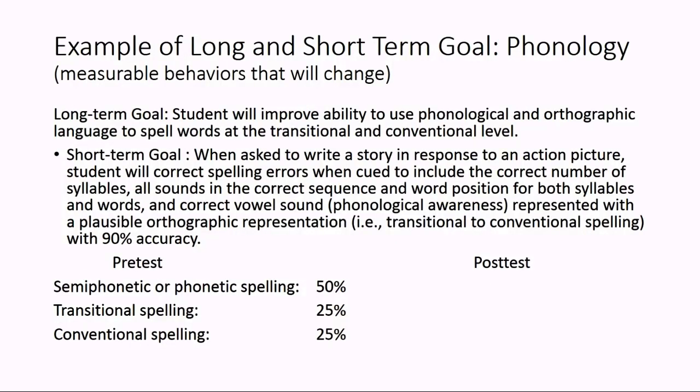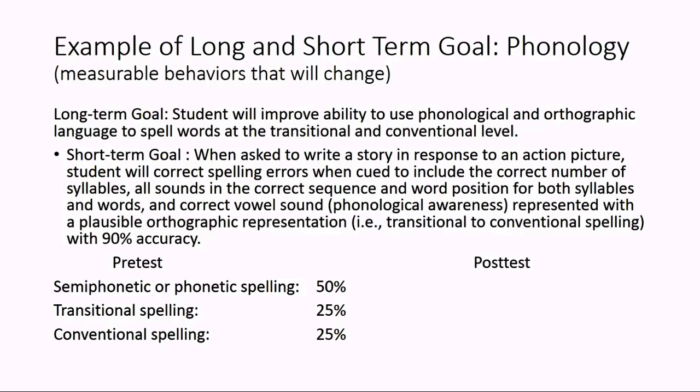Here's just an example for writing of a phonology goal. The long-term goal: student will improve ability to use phonological and orthographic language to spell words at the transitional and conventional level. Short-term goal: when asked to write a story in response to an action picture, so those are the conditions, the student will correct spelling errors when cued, to include the correct number of syllables, all sounds in the correct sequence and word position for both syllables and words, and correct vowel sound, phonological awareness, represented with a plausible orthographic representation. So you're not asking for perfect spelling, but somewhere in the transitional to conventional spelling with 90% accuracy.